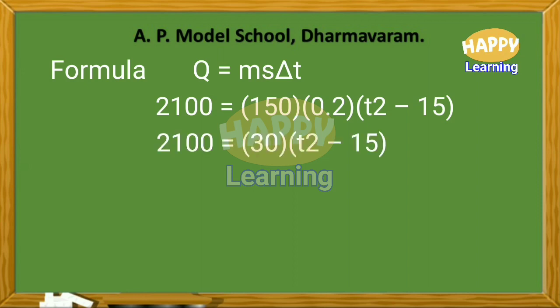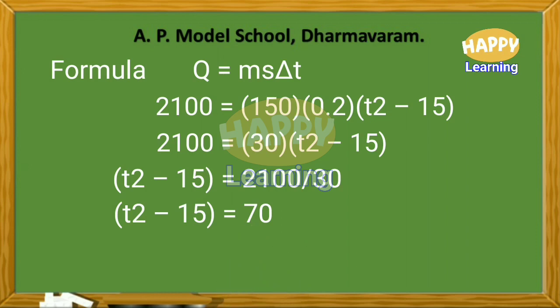Then on simplification, 2100 is equal to 30 into T2 minus 15. Then T2 minus 15 is equal to 2100 by 30. Then T2 minus 15 is equal to 70. Then T2 equal to 70 plus 15 and hence T2 equal to 85.